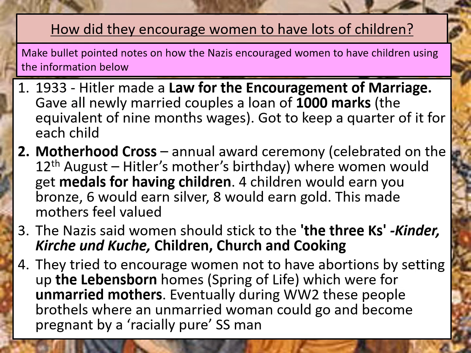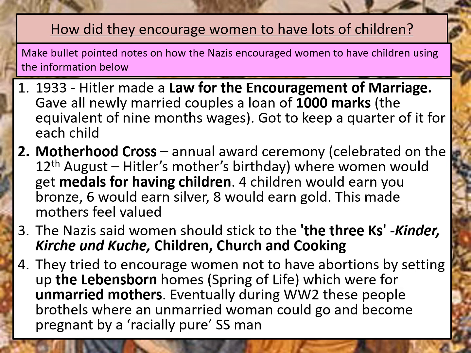So underneath that subheading, you're going to need to make some notes. On here, we've got 4 different areas that you'll need to know about for how they encourage women to have lots of children. So first of all, in 1933, the year that Hitler came to power, they passed the law for the encouragement of marriage.